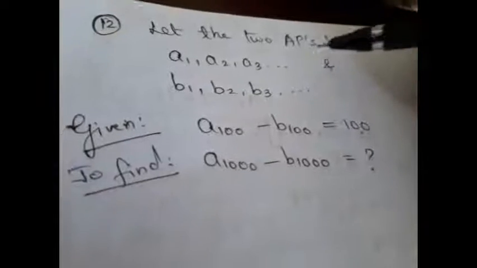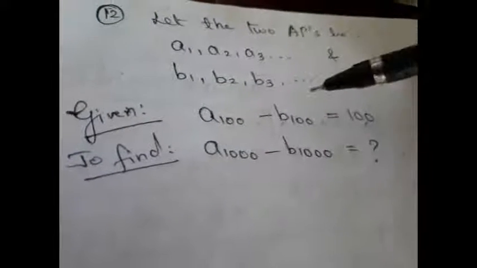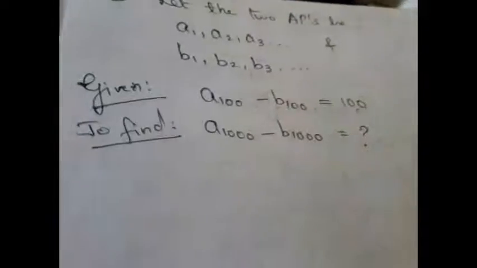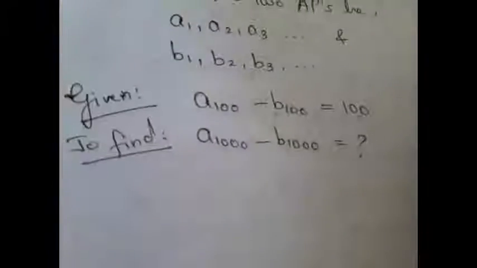Two APs have the same common difference. The difference between their 100th terms is 100. What is the difference between their 1000th terms? They are talking about two different APs. Let us assume the first AP as A1, A2, A3, etc., and the second AP as B1, B2, B3, etc. It is also given that they both have the same common difference.